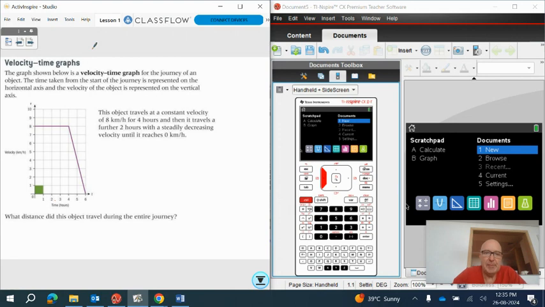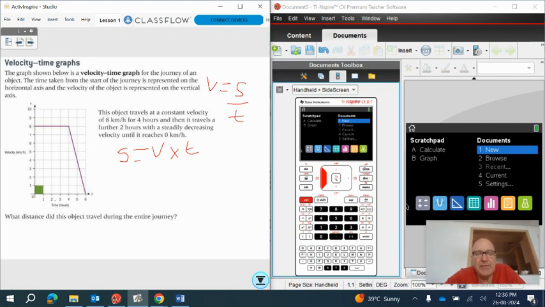If you remember from science, we have the relationship that velocity is equal to distance over time. Physicists use s for distance. So that means that distance, s, is equal to velocity times time. If we're looking at a velocity time graph, we want to interpret the graph and find out how far it has traveled.